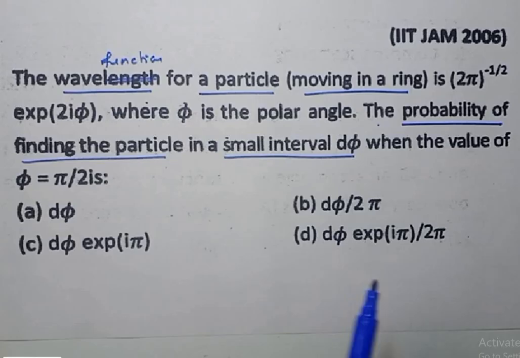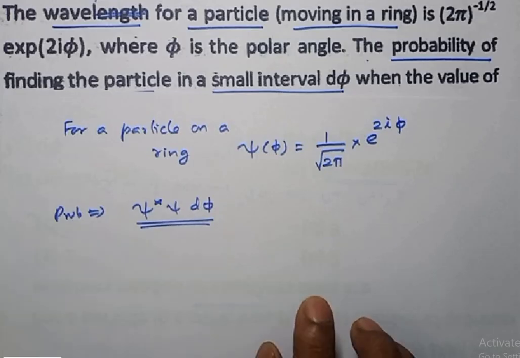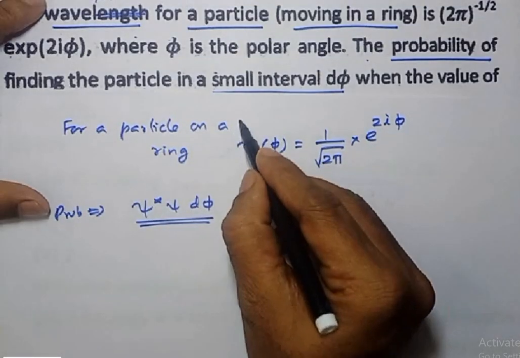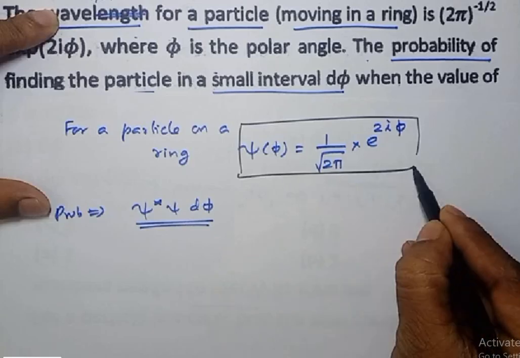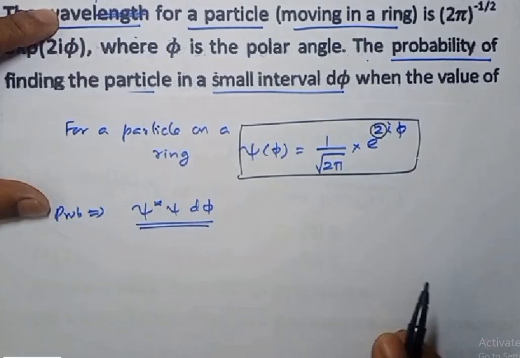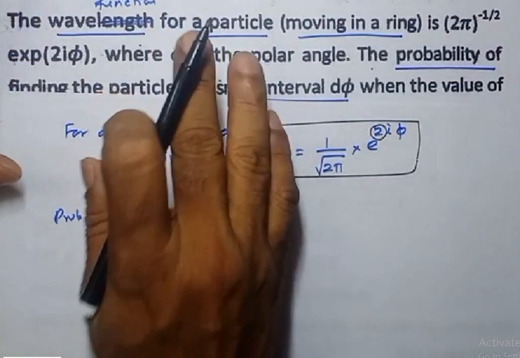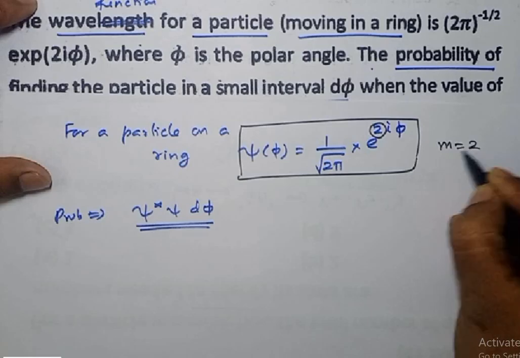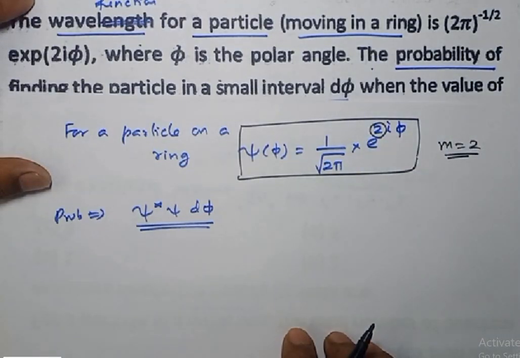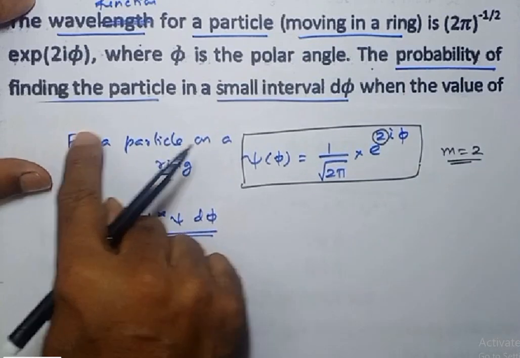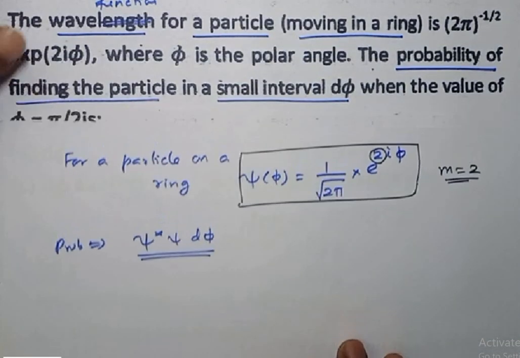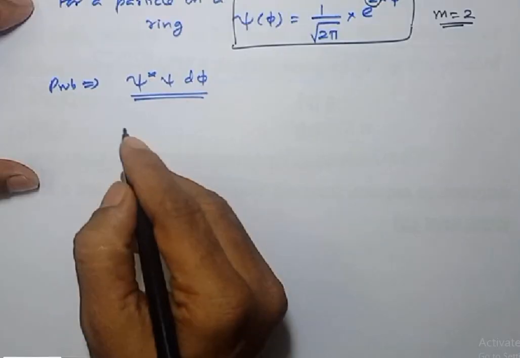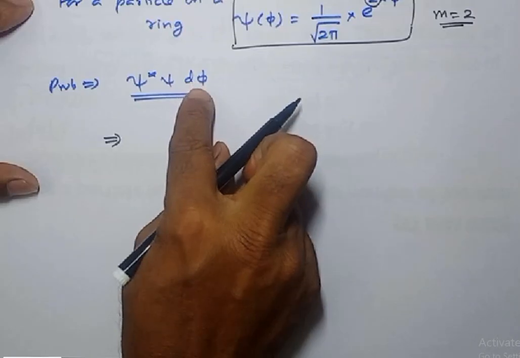We need to find out the probability. So for a particle on a ring, this is the general wave function formula. Actually here we should put some quantum number m, but this is for some state. So some value of m is given, m equal to 2 in this case, right? And now we should find out the probability of finding the particle in a small interval d phi when the value of phi is pi by 2. Now listen, this is the probability formula. Probability in the interval d phi.